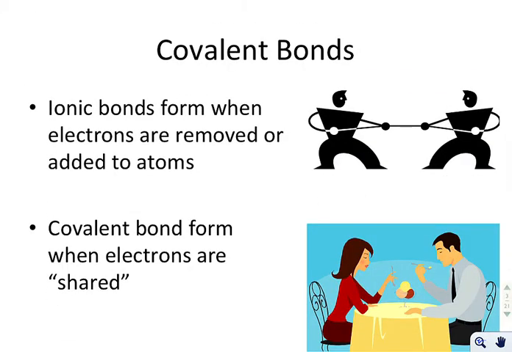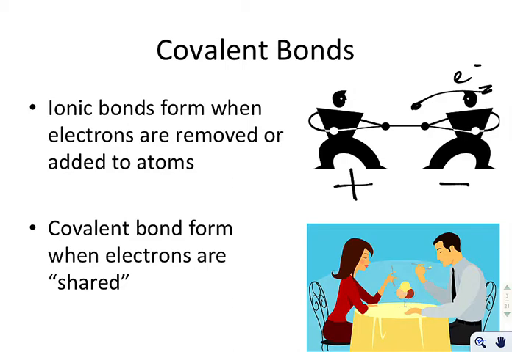Okay, so first of all is a covalent bond. We learned last time that ionic bonds are formed when you actually take an electron and you move an electron from one side to the other. So this thing right here gains an electron, it becomes negative. This one lost an electron, so it becomes positive. And then the attraction between the positive and negative is what's called an ionic bond.